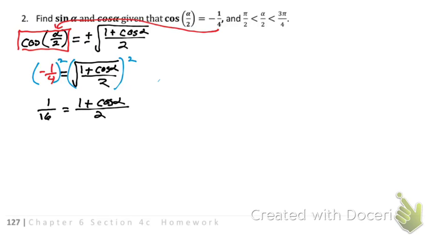Multiply both sides by 2. That will give me 1 over 8 equals 1 plus cosine alpha. Then I need to subtract 1 from both sides, which is really subtracting 8 over 8 on both sides. Subtracting 8 over 8, subtracting 8 over 8, and we're going to come up with negative 7 over 8 equals cosine alpha.